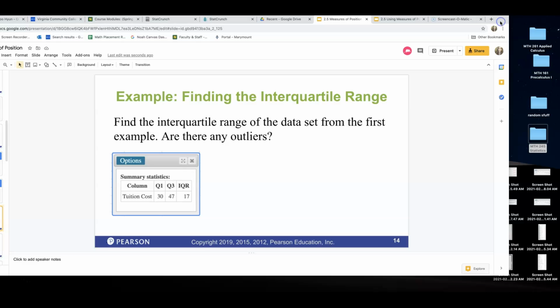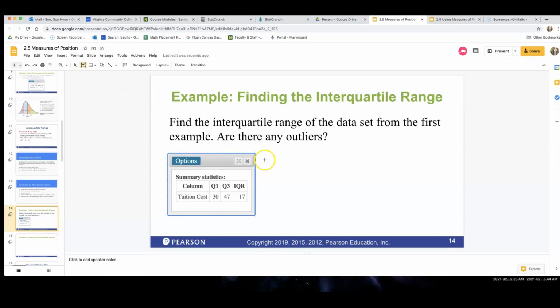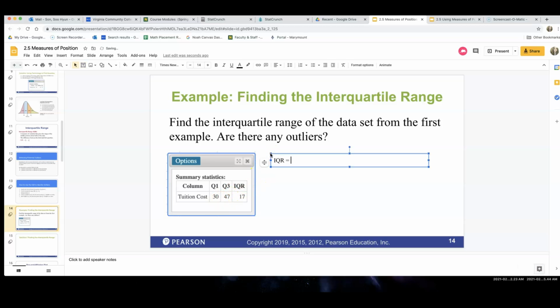Find the interquartile range of the data set from the first example. IQR equals 47 minus 30, therefore 17. But we have that over here, so that's all good. Are you still recording? Yes, it's still recording. Sometimes I've been recording, finished the whole lecture, and it wasn't recording. But I hope you're watching this.